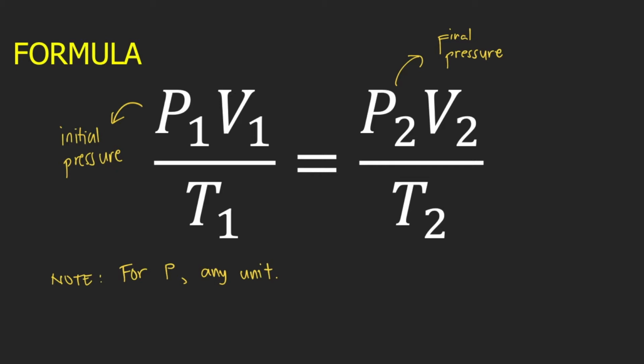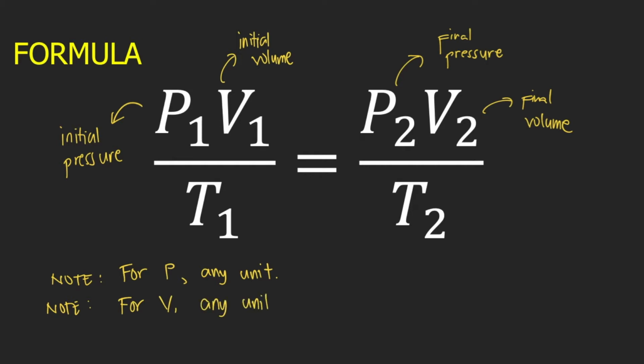Now let's move on to V1. This is your initial volume. And V2 is your final volume. Same with pressure, you can use any unit of volume. But again, you need to be consistent. If you use ml for V1, make sure it's ml for V2. If you use liters for V1, make sure you use liters for V2.